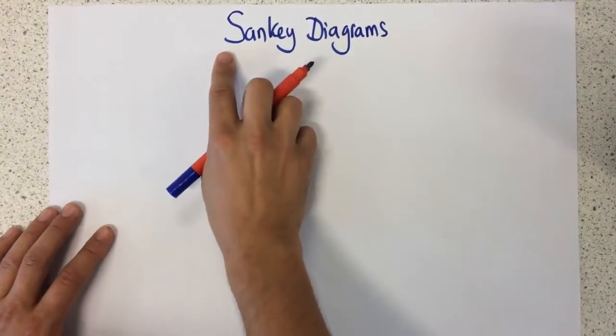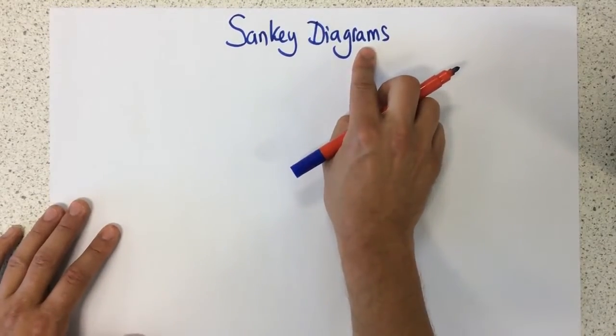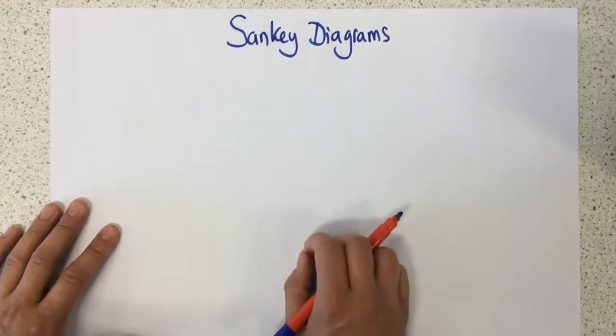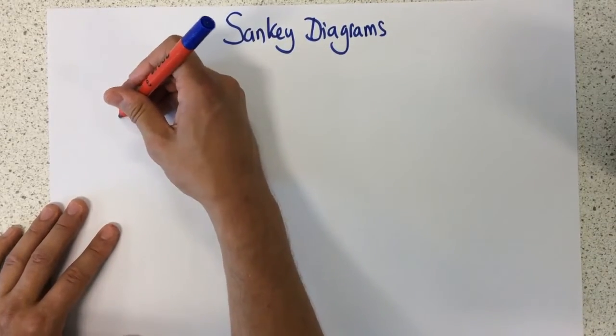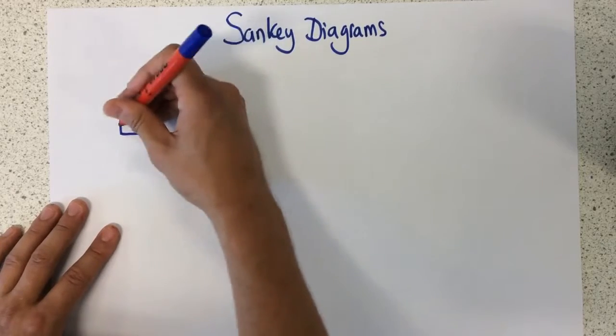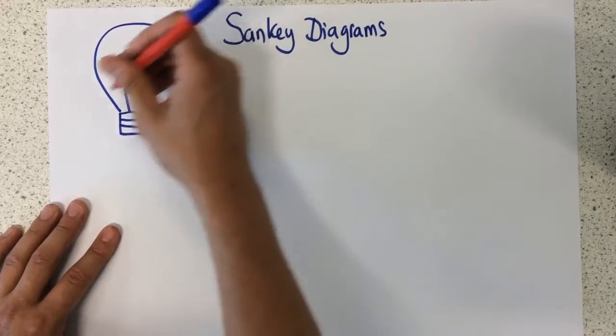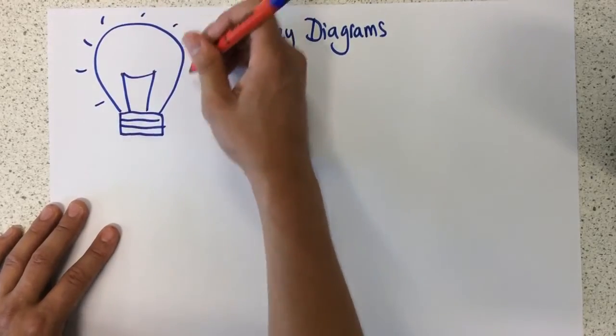Okay, today I'm going to talk to you about Sankey diagrams. Now all a Sankey diagram is, it's a way of showing the energy efficiency when we have an energy transfer taking place. So the example that we're going to do is just imagine we have this light bulb. So here's this light bulb and it's obviously giving out light like that.